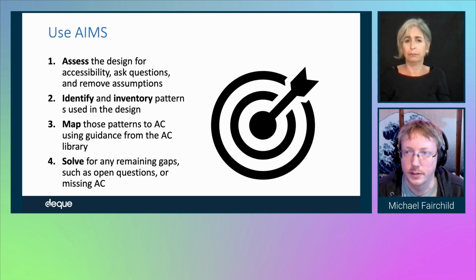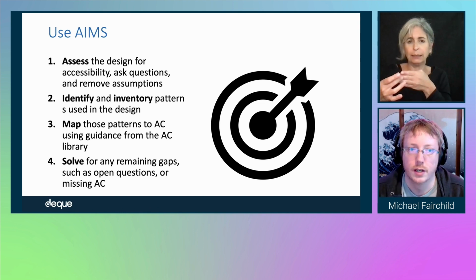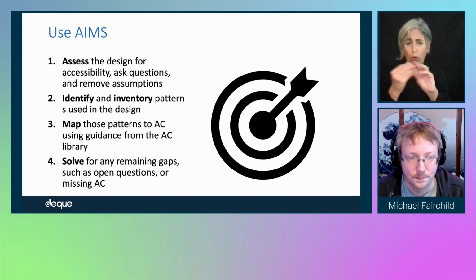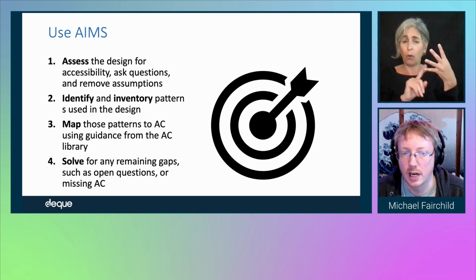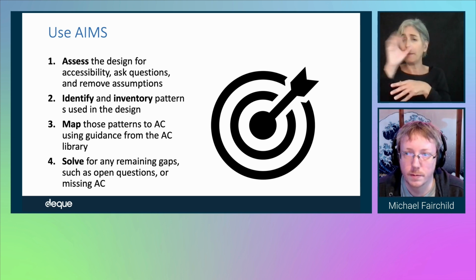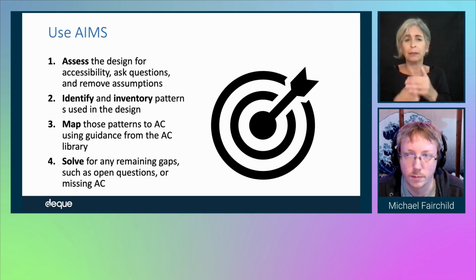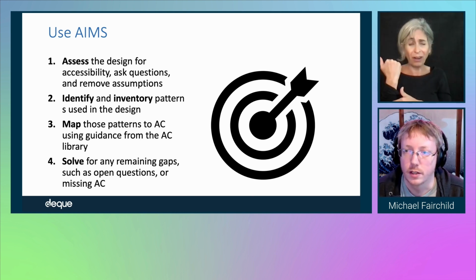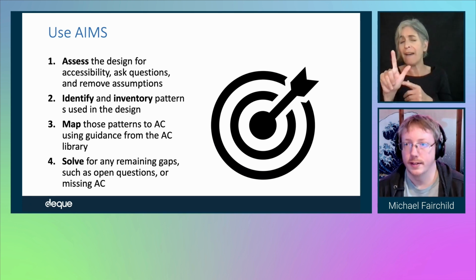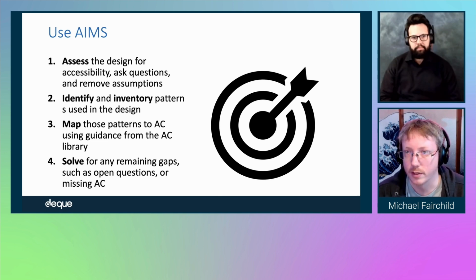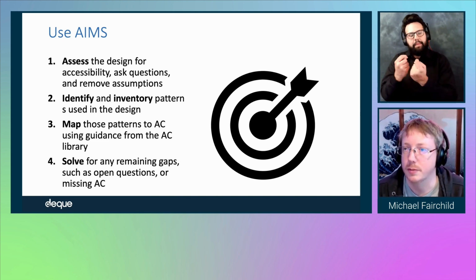You would follow the guidance, essentially a bunch of if-then statements, and then you would select the appropriate AC, put them into your story, and fill in the blanks, right? And step four is to solve for any remaining gaps, such as open questions or remaining or missing acceptance criteria. Maybe there's a component that showed up in that design that you haven't seen before. Maybe there's a novel component there that you need to build from scratch. You can handle those things by leaning back on your team and on the broader accessibility behavior informed development process.